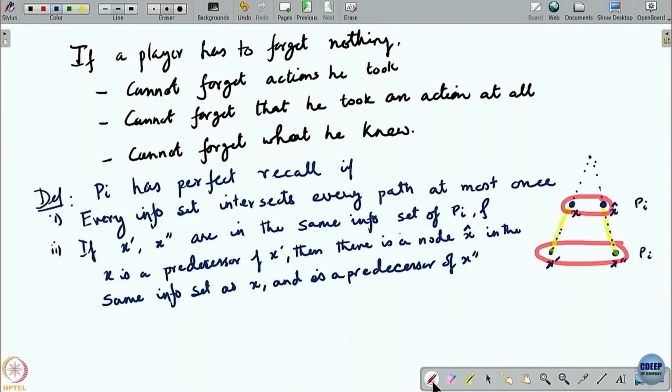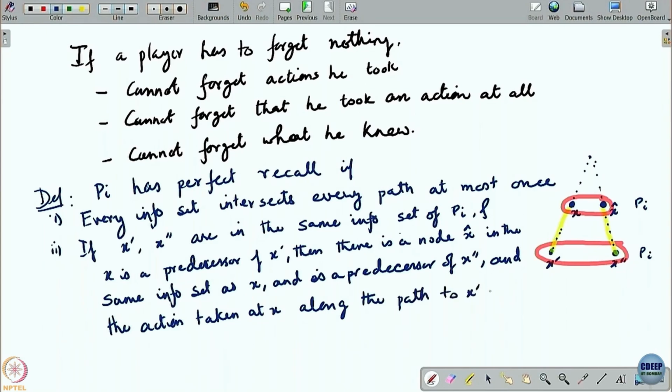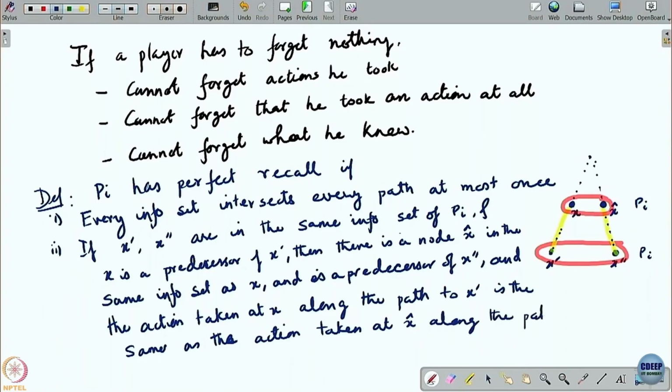Okay. So there is a node x hat in the same information set as x and is a predecessor of x double dash, and the action taken at x along the path to x dash is the same as the action taken at x hat along the path to x double dash. So the specific actions that were chosen here that lead you to this path are also the same.